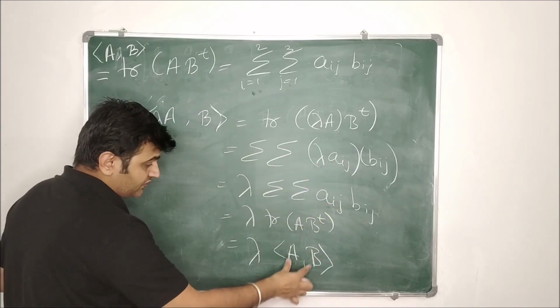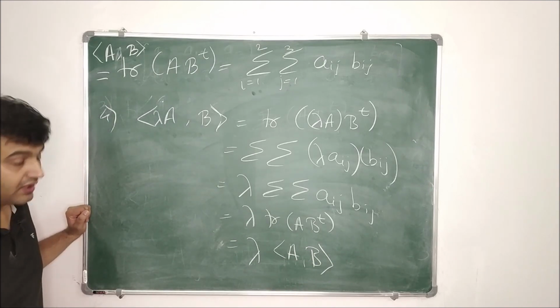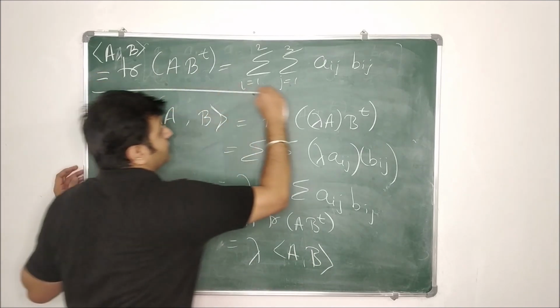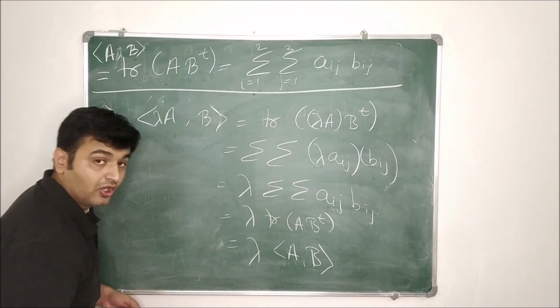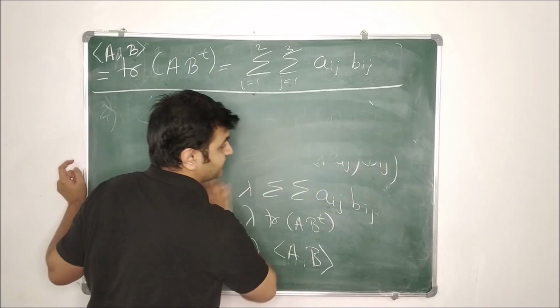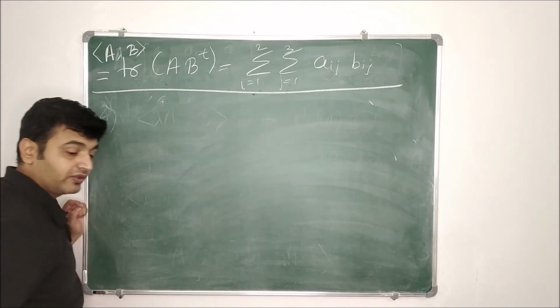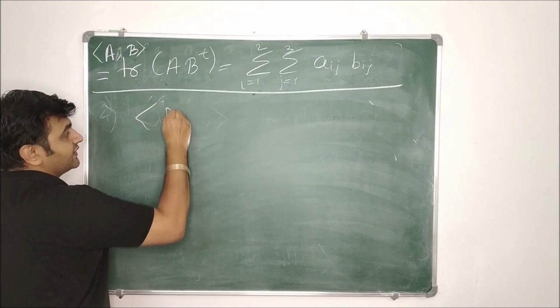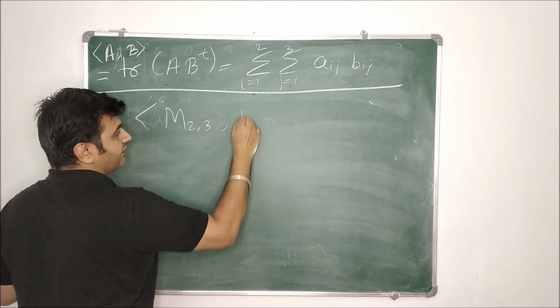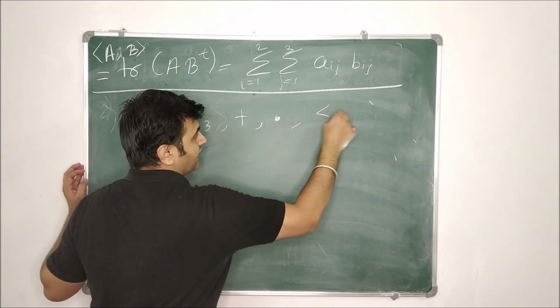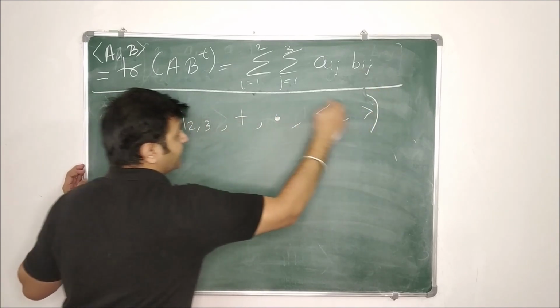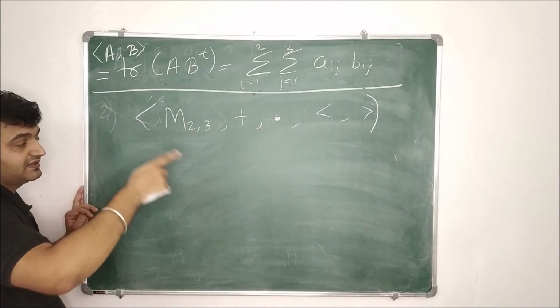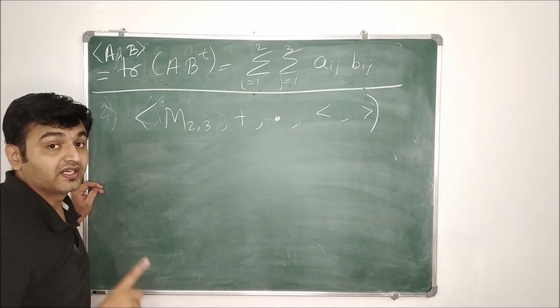Trace of AB transpose, which is the inner product of AB. So therefore this forms an inner product on the world of matrices. Okay, so good. We have got an inner product on the world of matrices, and therefore this M23 with plus and multiplication and this inner product, this collection forms an inner product space.